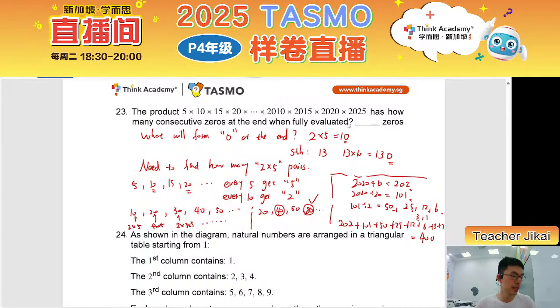And we know, of course, the number of 5s is larger than 400. So it will form how many pairs of 2 times 5? 400. So it will generate 400 tens and 400 zeros at the end. So this is the answer.